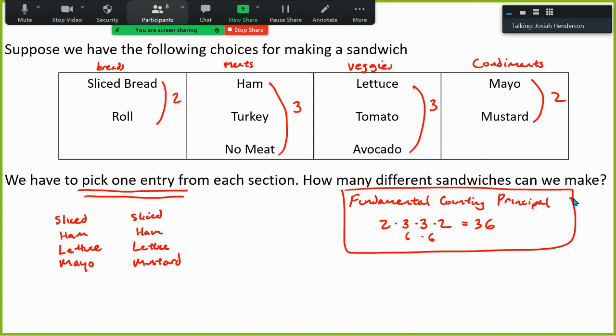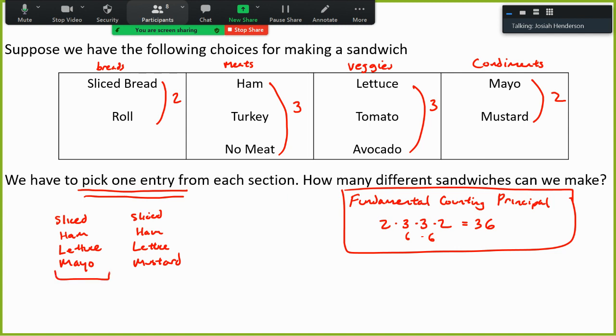So just like with the people at the movies example, if we just multiply the number of possibilities for each action, the breads, the meats, the veggies, the condiments, and we multiply those numbers together, that tells us how many total mixes there are.